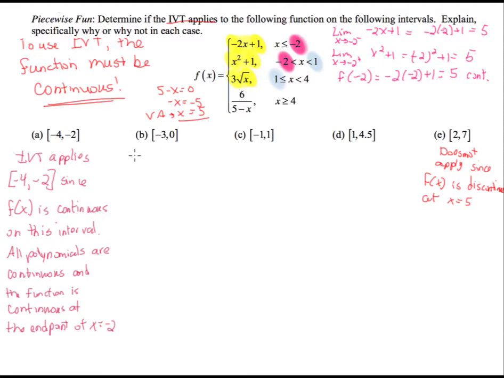For interval V, negative 3 to 0, I looked at the first two equations, which are polynomials, and they are continuous everywhere. And the pink above, I've already proved that the limit from the left of negative 2 and the limit from the right of negative 2 is equal to the function value at negative 2. So I know the function is continuous at that division point. Therefore, I can say the intermediate value theorem will apply to the interval from negative 3 to 0, since the two polynomials are continuous everywhere, and at the point negative 2, the function is also continuous.